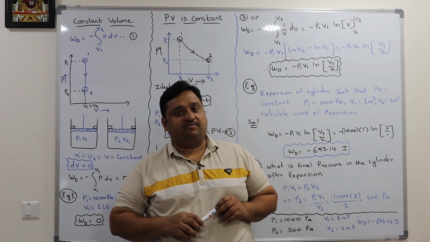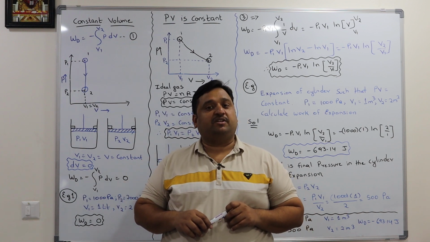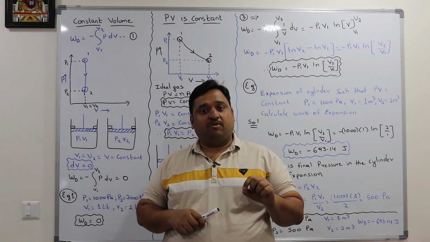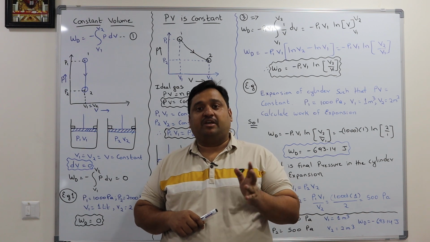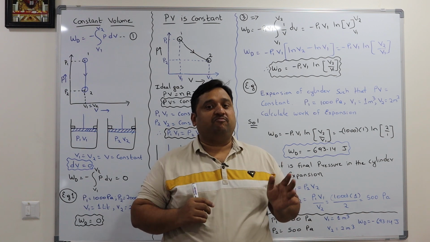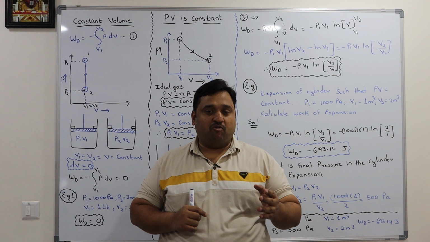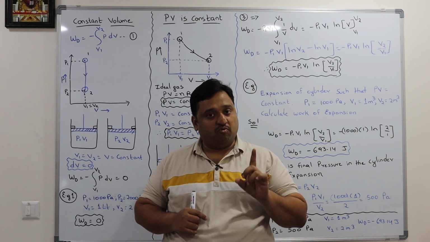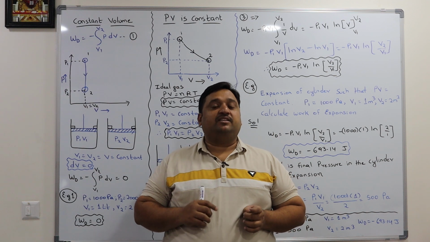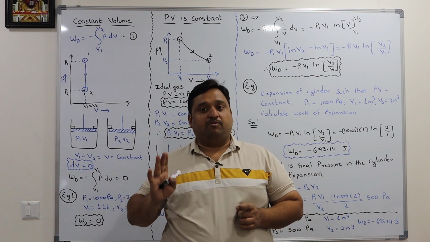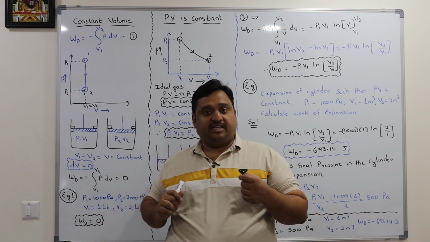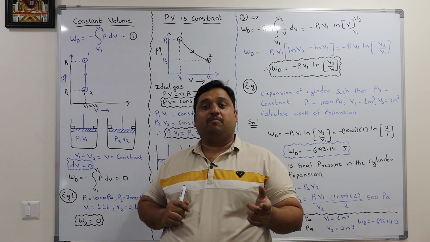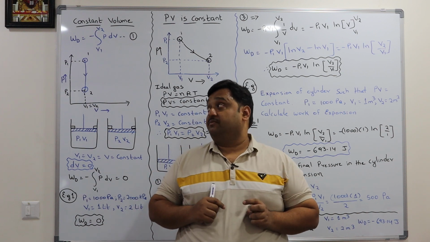In the last class, we discussed the constant pressure process: what the work requirement is and what the sign convention is. In today's lecture, we are going to discuss two more processes. One is the constant volume process and the second is the PV equal to constant process. Let us calculate the work requirements in these two processes.